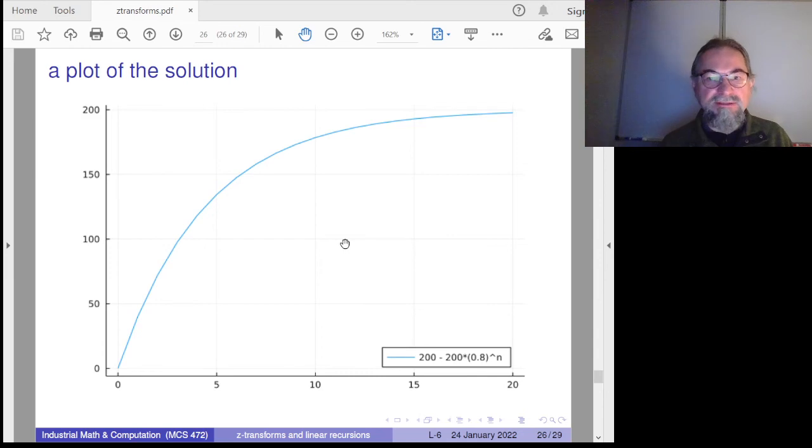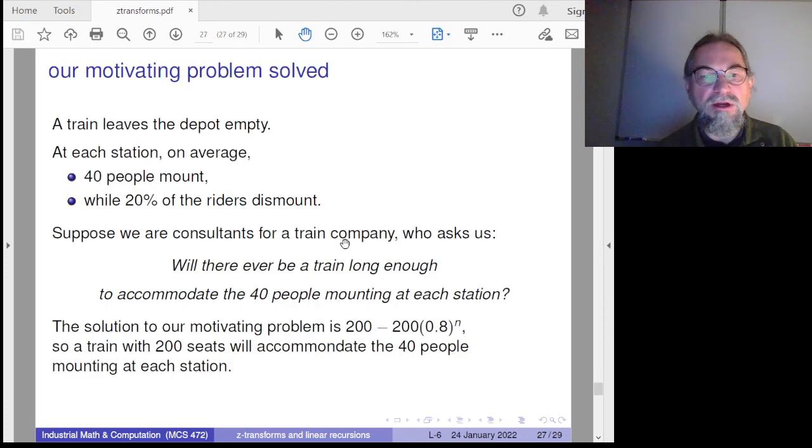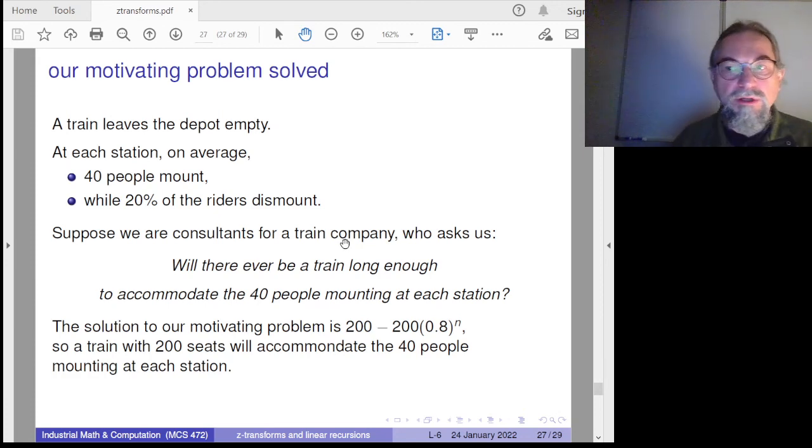So you can say, look, as a first answer, a first upper bound, you can say that this recurrence shows that if you have 200 seats, then you will actually accommodate your requirements. So here is our motivating problem solved.